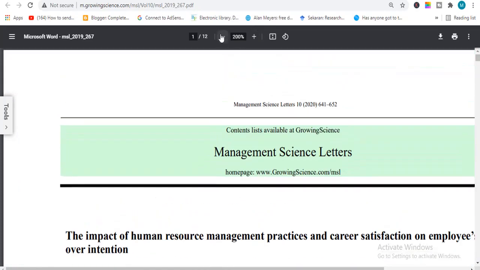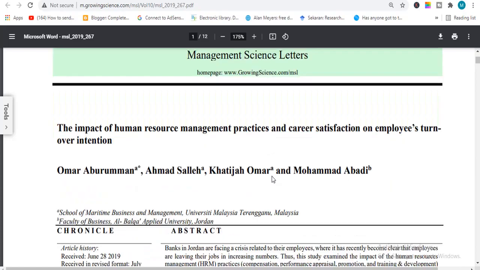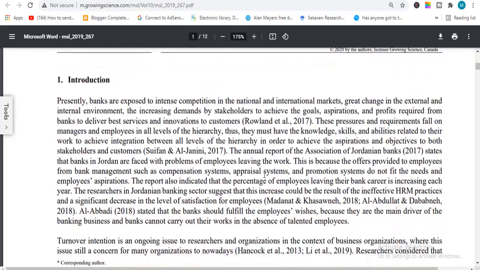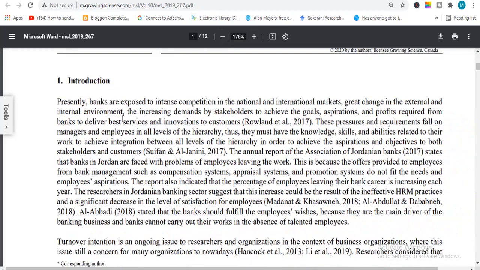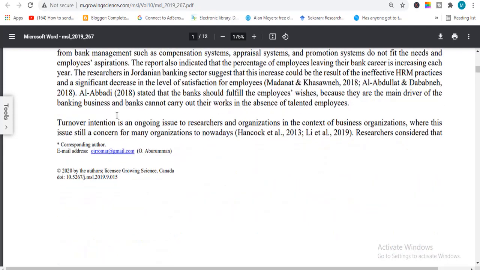So this is a study they conducted on human resource management. Let me show you the example. They are starting the example with another unique way. Presently banks are, okay, they have conducted their study on the banking sector. So they are starting with their sector as well. You can also write your introduction like this.